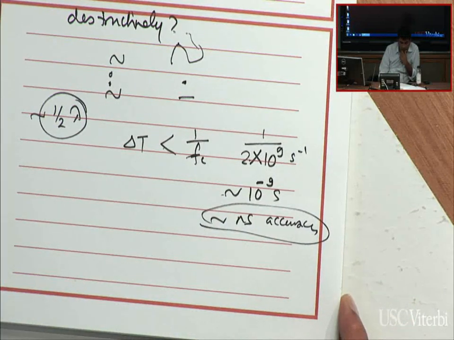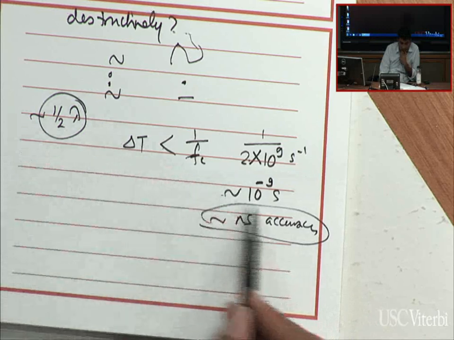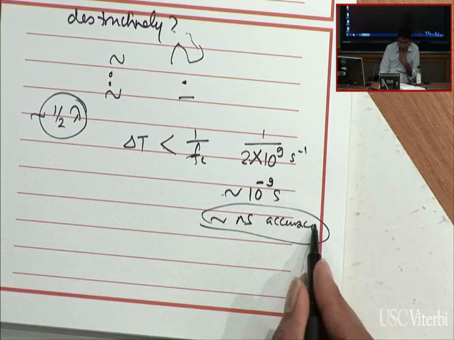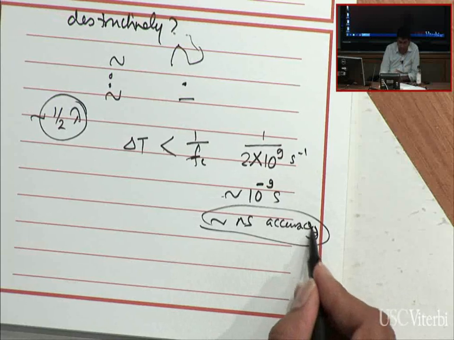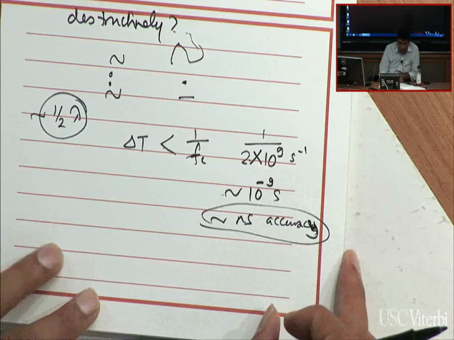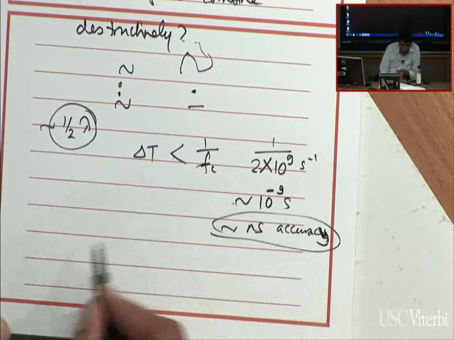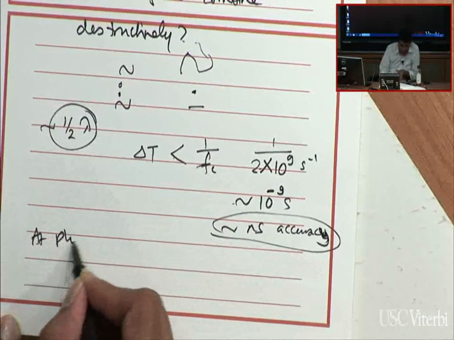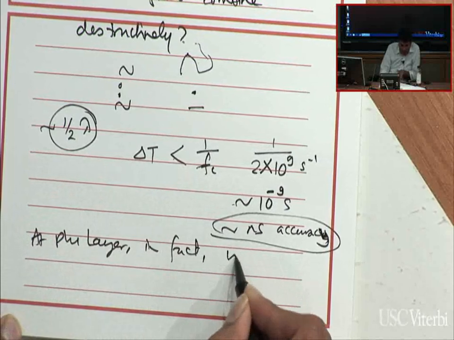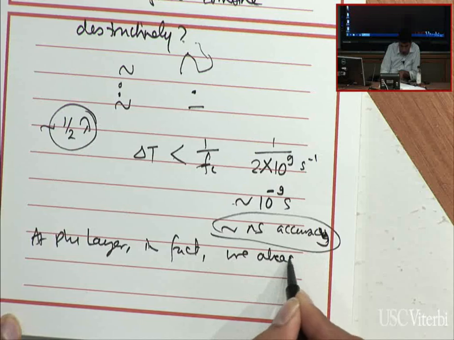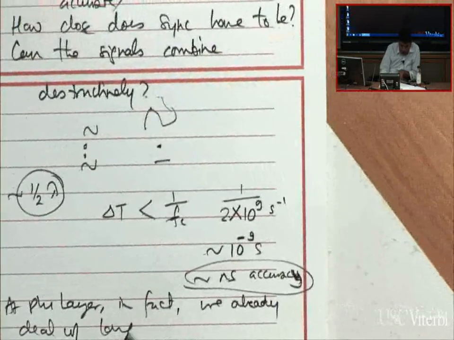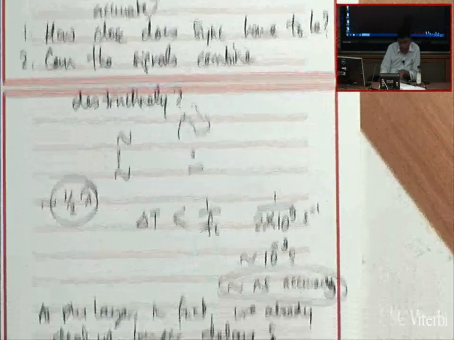So certainly getting things down at the physical layer to that level of accuracy is going to be hard to do. Some of the schemes that are out there in practice, in general, it's going to be hard to do that. On the other hand, at the physical layer, in fact, we already deal with larger delay spreads.